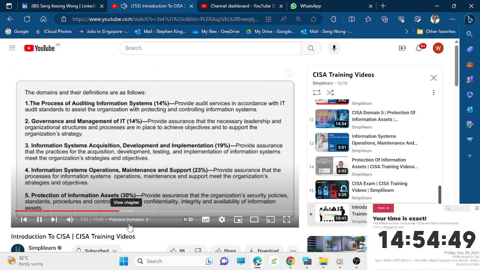The practice domains and percentages below indicate the emphasis of questions that will appear in the exam. The job practice analysis was developed and validated using prominent industry leaders, subject matter experts, and industry practitioners. The domains and their definitions are outlined in the slide. In the next slide, let us look at how one can become a member of CISA and its exam pricing.